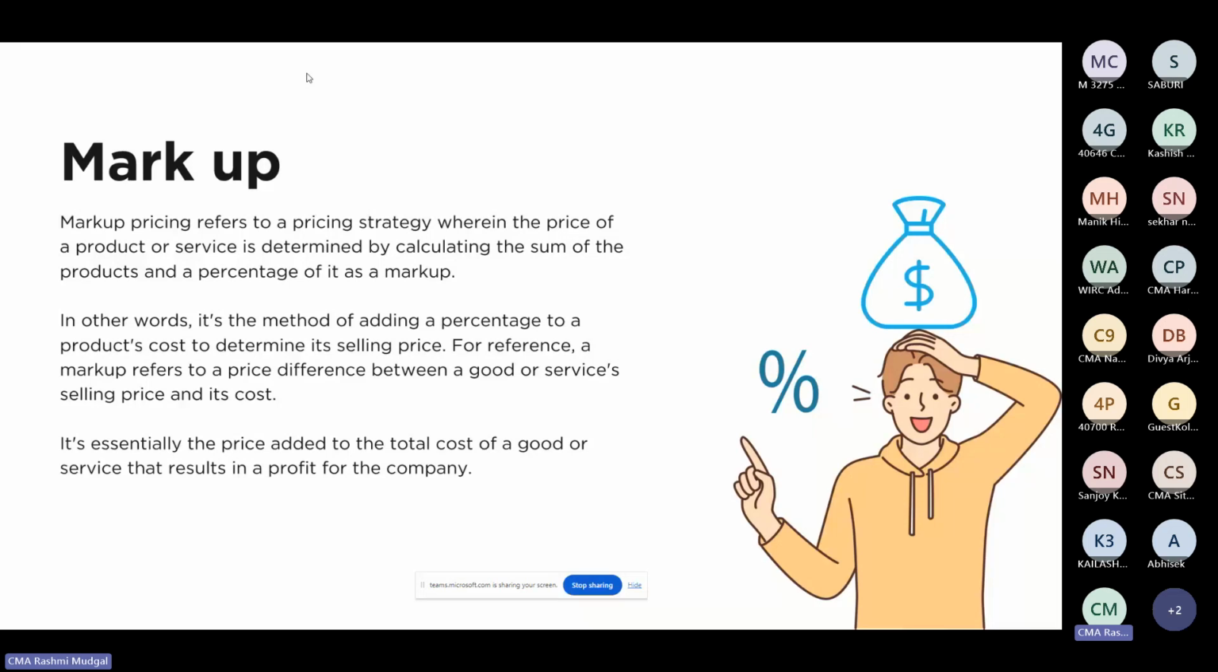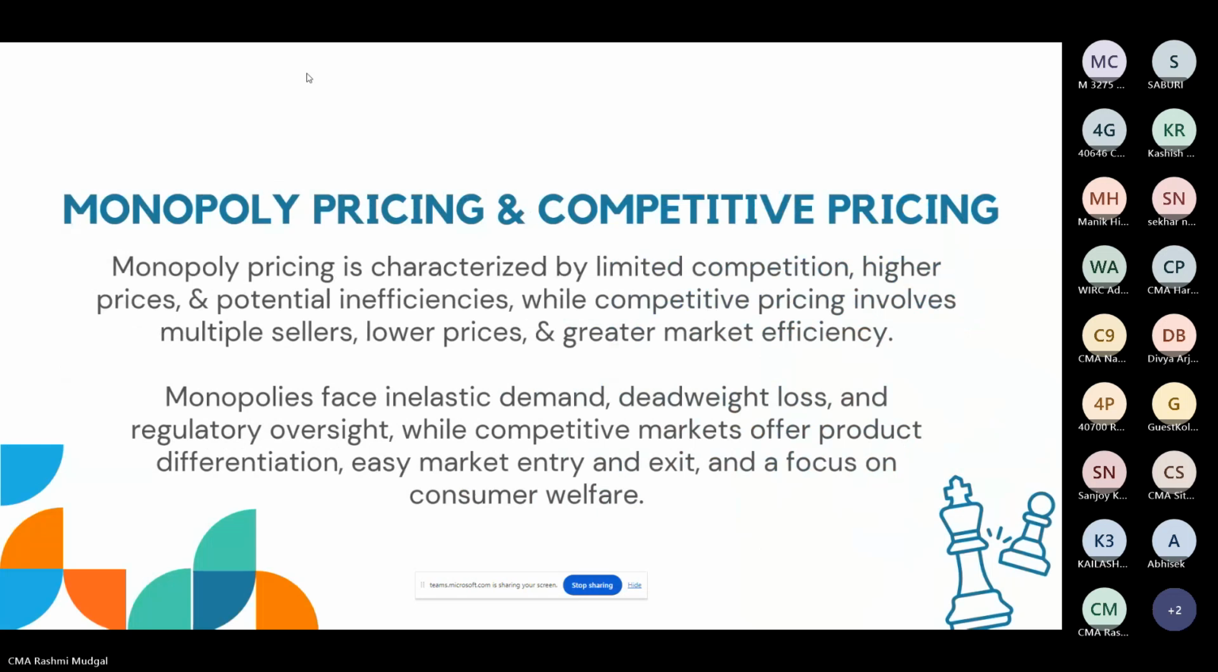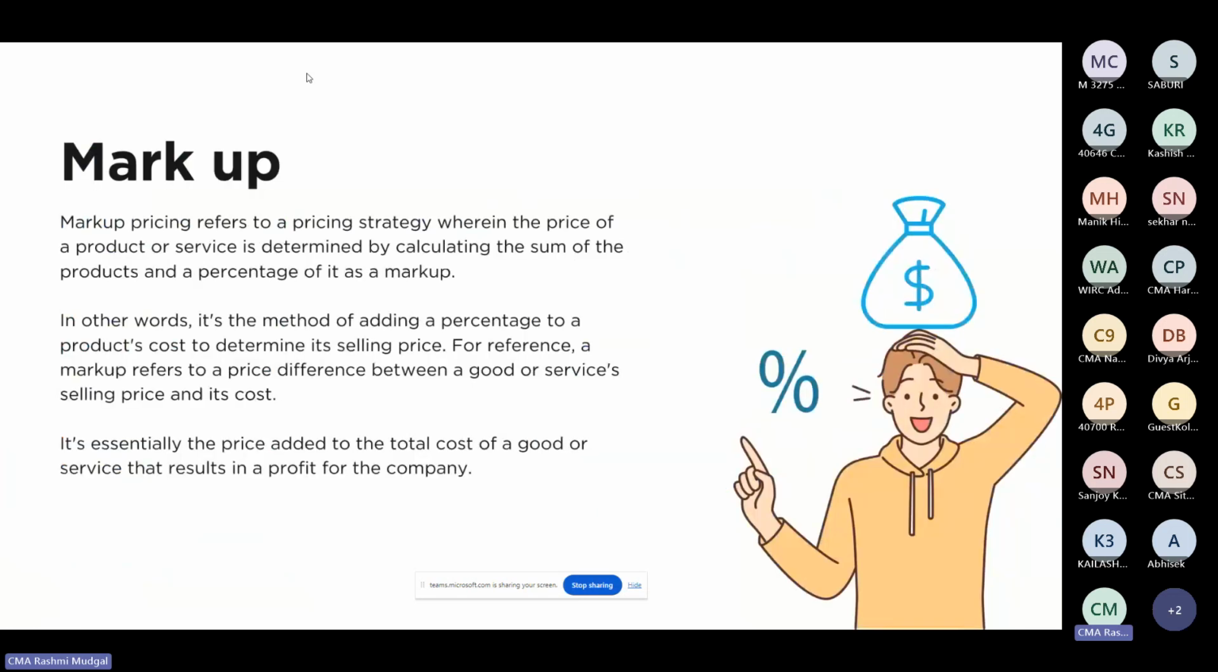Markup pricing is a pricing strategy where the price of a product or service is determined by calculating the sum of the product cost and a percentage as its markup. So it totally depends upon the percentage I wanted as the return. These were the total pricing methods, five methods I have decided to look after.